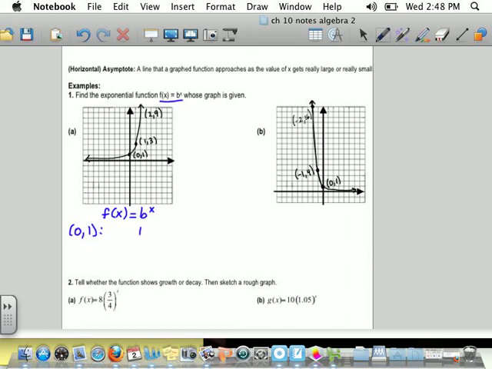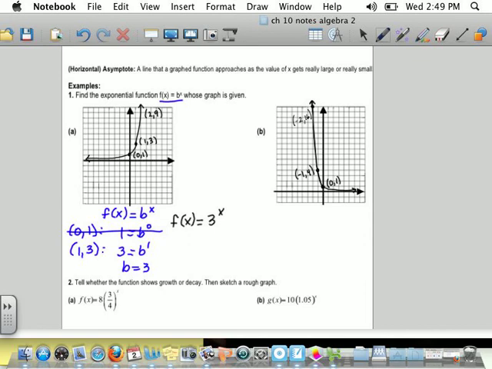So let's try another point, (1, 3). When I plug in 1 for the x value, I get 3 for the f of x value. So that's telling us b is equal to 3. So your function is f of x equals 3 to the x. Now we have another point listed, (2, 9). Go ahead and check that in your head. If you plug 2 in for x, do you get 9 for y? Yeah, 3 squared is equal to 9. So that works, and that's your answer.